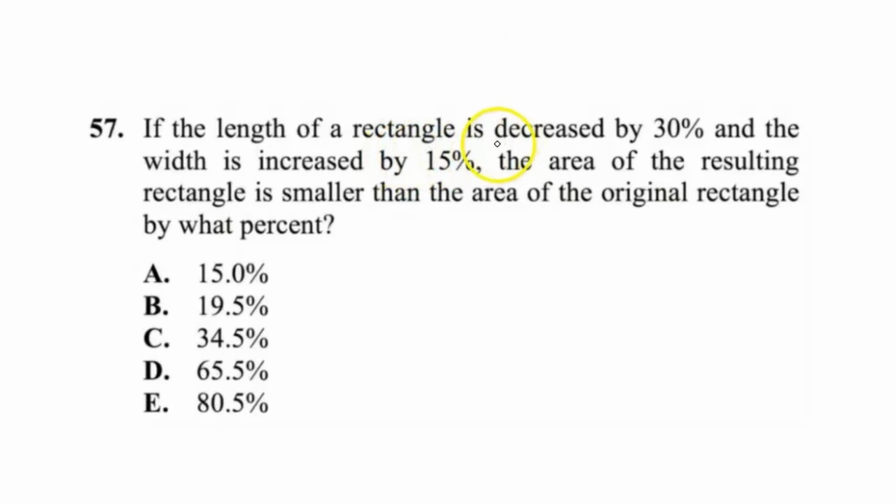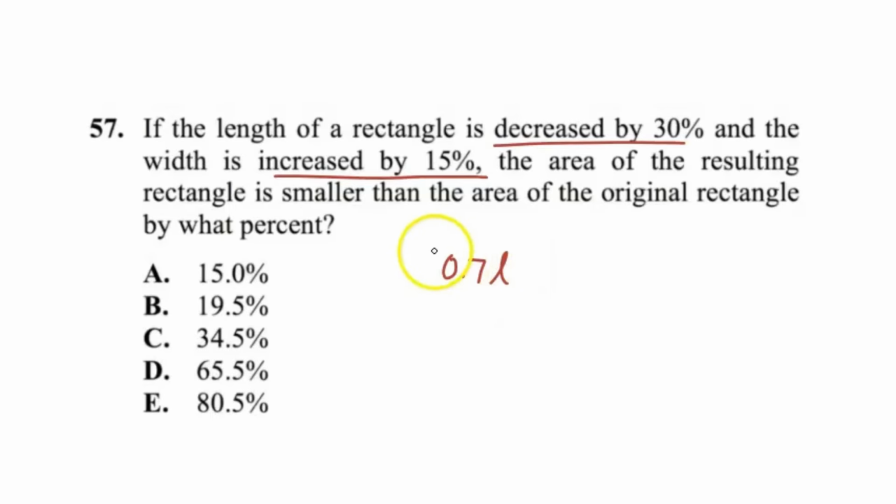Length of a rectangle is decreased by 30% and the width is increased by 15%. The area of the resulting rectangle is smaller than the area of the original rectangle by what percent? Okay, so this one's pretty easy because we know the length of the rectangle decreased by 30%, so that can be represented as 0.7 multiplied by that length. Let's just call it L.